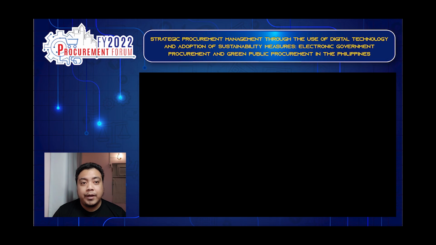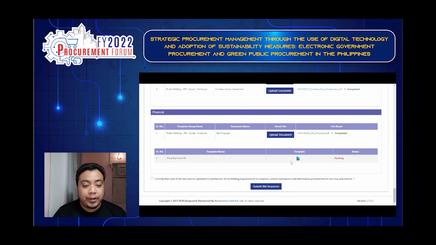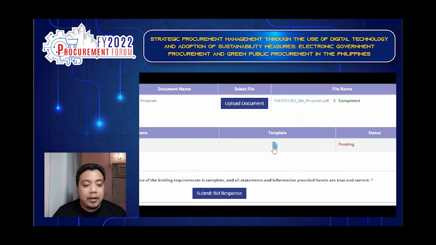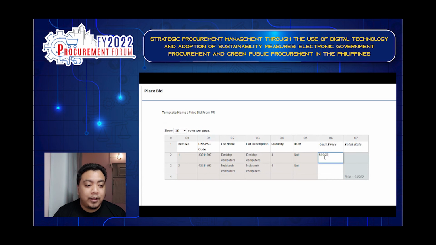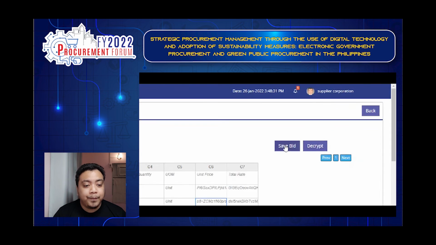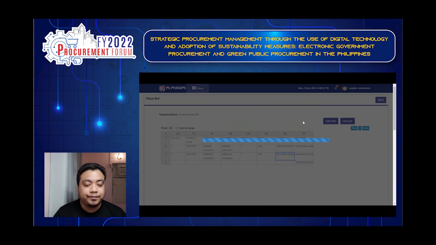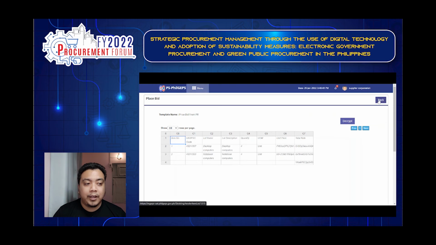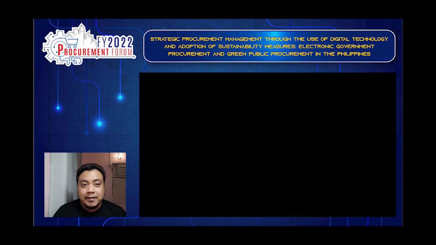And then afterwards, we need to encrypt the bid proposal. Encode and encrypt the bid proposal. So under the template, may file icon dyan. So just click that icon, then encode the unit price, and then it will be encrypted. Click the save bid, and then click yes. Click OK, then go back. So that's it.